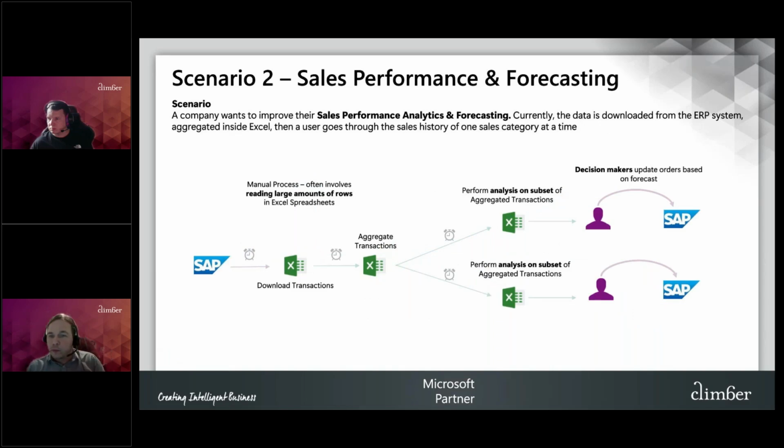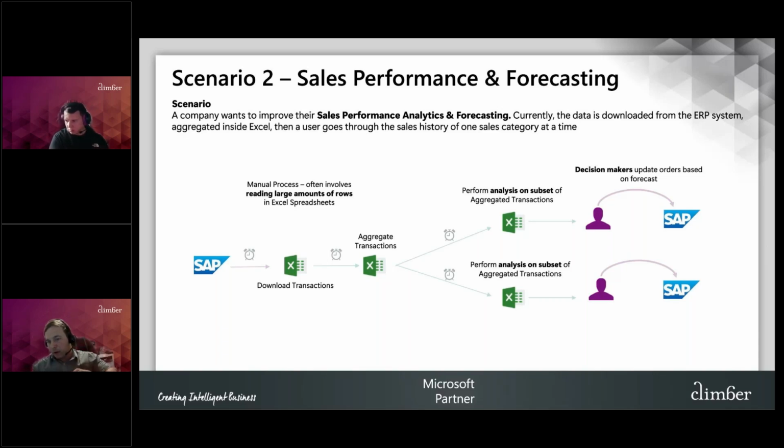So a company wants to improve sales performance analytics and forecasting. Currently, they download the transactions from the ERP system. So they actually go into the ERP system itself, in this case SAP, download the transactions, taking lots and lots and lots of rows of data from the database. Then they aggregate those transactions, again using Excel to do aggregations of those transactions.